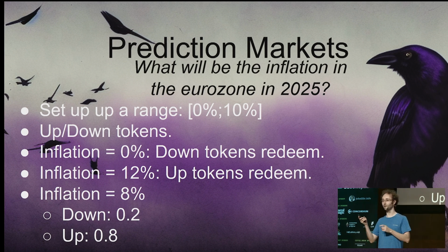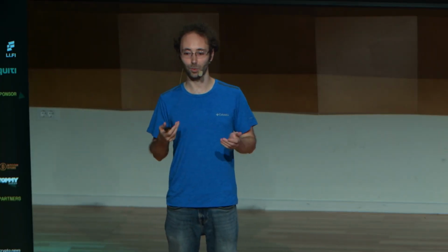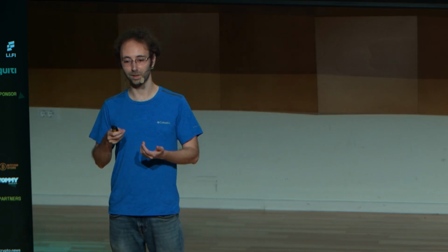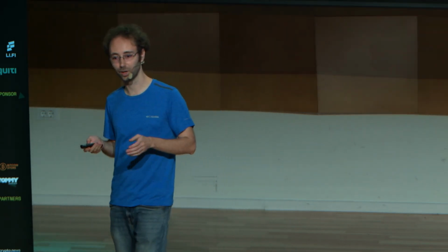But if it's in the middle, both tokens will redeem proportionally. So for example, if the inflation is at 8%, the down token will redeem for 20 cents, and the up token will redeem for 80 cents. And we can also find an estimate. If you assume that there is negligible probability of the inflation not being between 0 and 10%, and the up token trades at 70 cents, that will mean that there is an estimated 7% inflation that will happen in 2025.